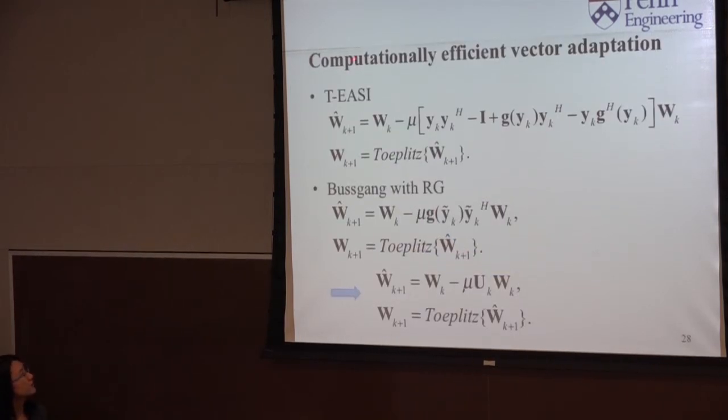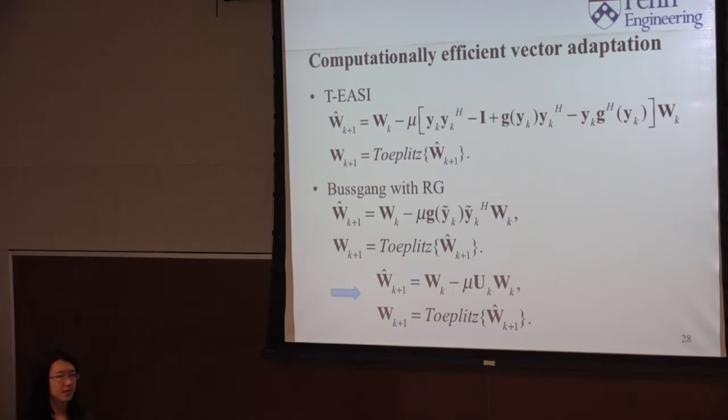For both of the two algorithms I mentioned, we could see that they have a similar form. That means in the first step, we do matrix adaptation, and in the second step, we force the Toeplitz constraint. The difference is that in the first, T-EASI algorithm, independence is used. But for the second algorithm, the starting point is the structural property of the constellation. So for both algorithms, we could write it in a symbolic form like that. And the only difference is the U matrix here.